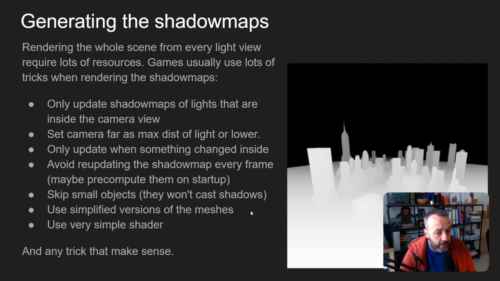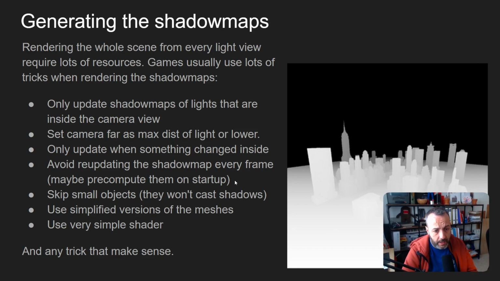Some engines can use simplified versions of the mesh for the shadow map, although this is not simple to use, because if there are discrepancies between the mesh that you see and the mesh that generates the shadow map, you can get strange artifacts in some situations. And also, obviously, when you render, the faster the shader, the better. So the shader to generate the shadow maps has to be super simple. We don't care about the color, so it only has to render a flat color all the time, and that's it. So this is to speed up the shadow map as much as possible.